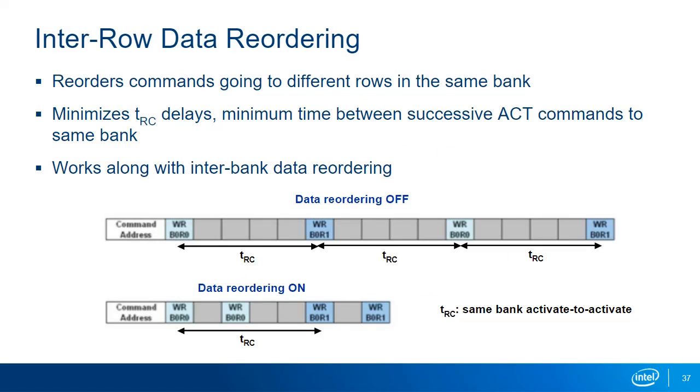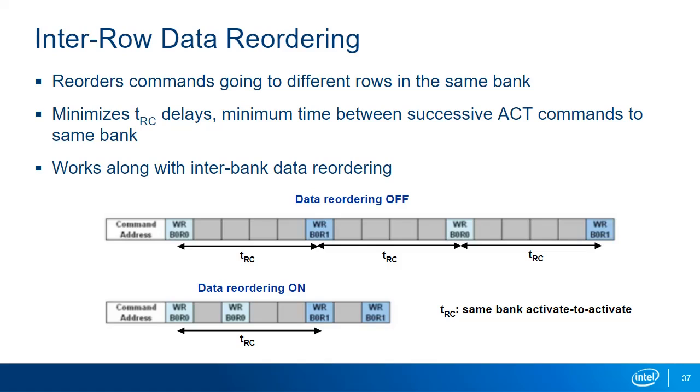Along with interbank data reordering, the controller also performs inter-row data reordering. When accessing a different row in the same memory bank, an additional activate command must be issued. The controller must meet TRC, a timing requirement that defines the minimum amount of time between sending activate commands to the same bank. If data reordering is not performed, subsequent accesses to different rows in the same bank have to wait for the minimum TRC time to meet the requirement each time the row is switched. This can lead to many additional TRC delays.